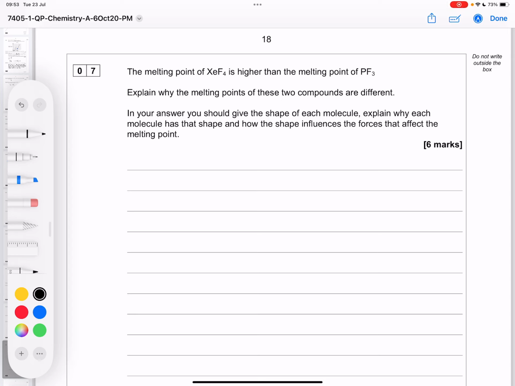The melting point of XeF4 is higher than the melting point of PF3. Explain why the melting points of these two compounds are different. In your answer, you should give the shape of each molecule, explain why each molecule has that shape, and how the shape influences the forces that affect the melting point.